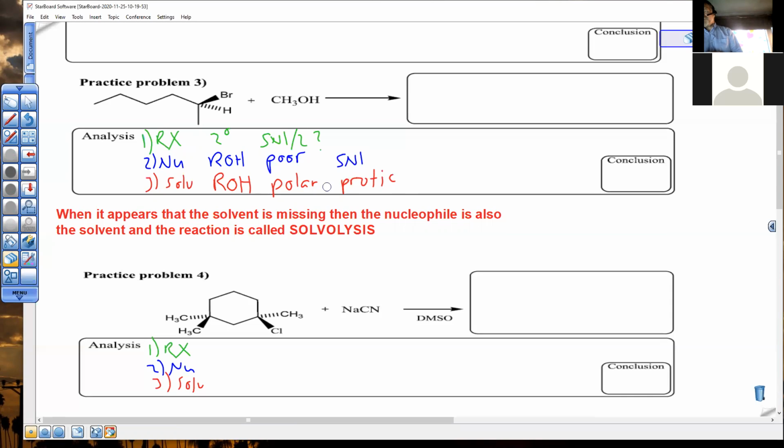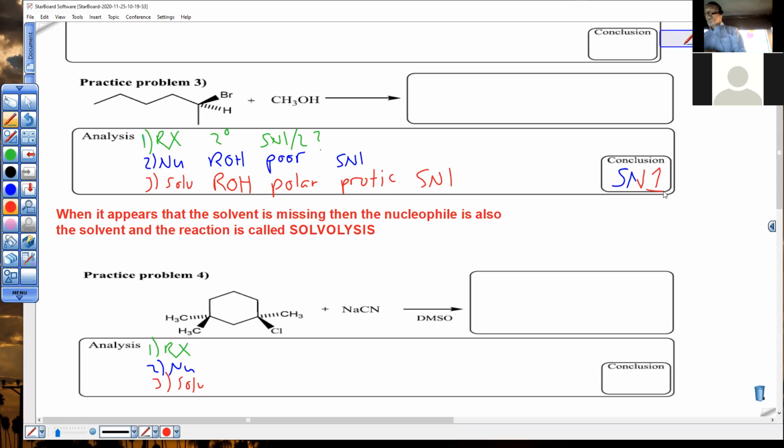H bonded to O is what makes it protic, a proton attached to O, not aprotic. Don't talk and write at the same time. It's hard when you're doing these videos. Okay, polar protic favors the reaction where there are cations because these solvents stabilize cations. So I got one thing saying I don't know, the first thing, and the other two saying SN1. Guess what your conclusion is? You got 2 out of 3. SN1, carbocation. See what I did there?